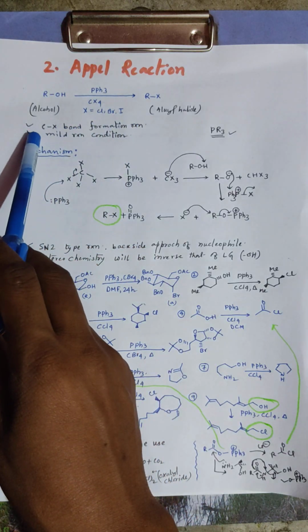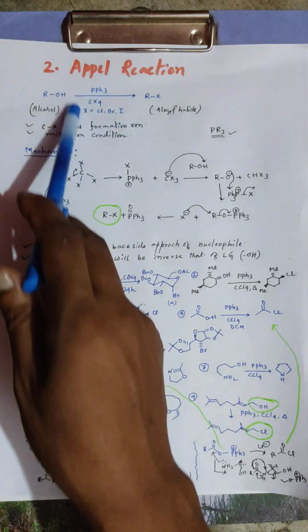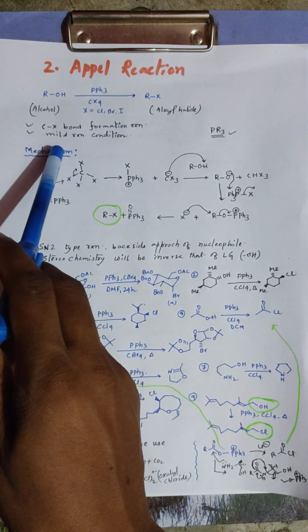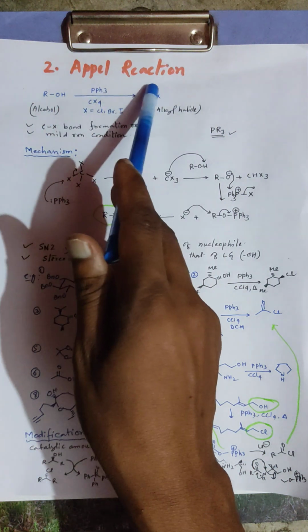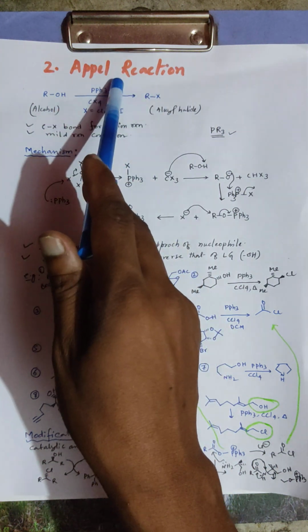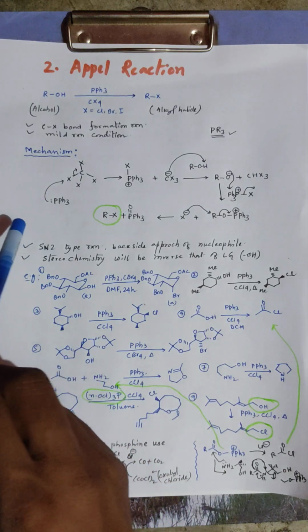Now, this is a C-X bond formation reaction, and this reaction happens under mild reaction conditions. And the Appel reaction is named after the scientist Appel. So, what is the mechanism of this reaction?